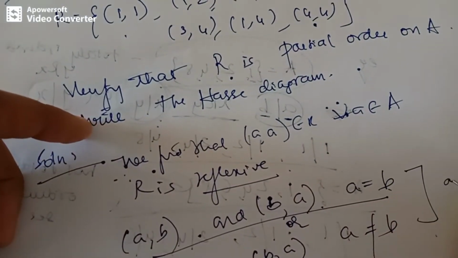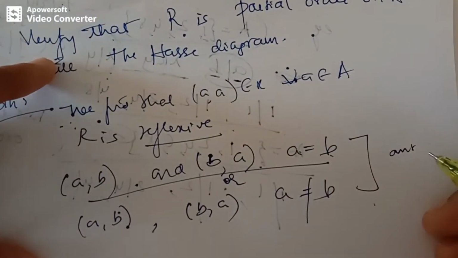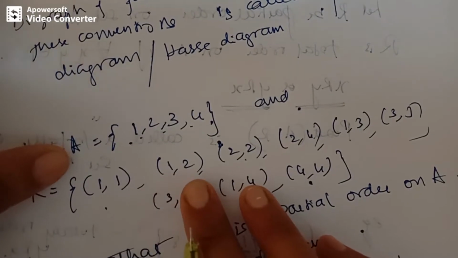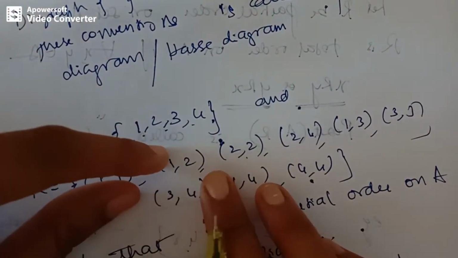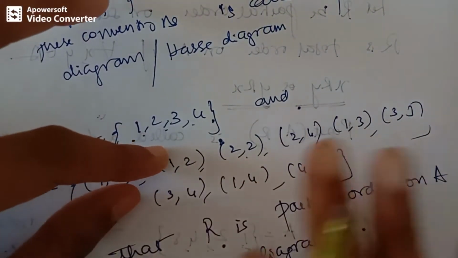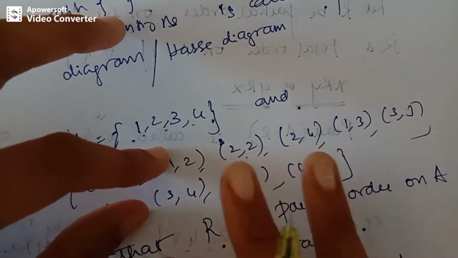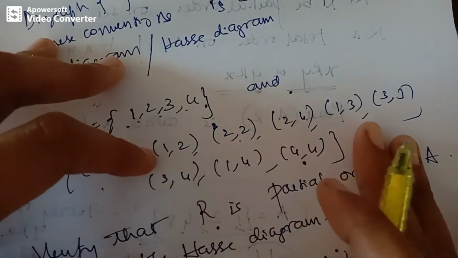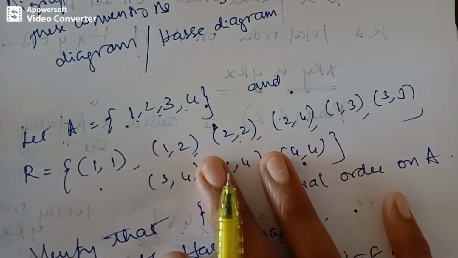So in this case, we say it is an antisymmetric relation. Just observe the relation. What do we have? Do we have A, B and B, A? Do we have 1, 2 and 2, 1? No. Only if we have both the pairs, then we need to check whether A is equal to B. But if we do not have the other pair, then it is clearly an antisymmetric relation.